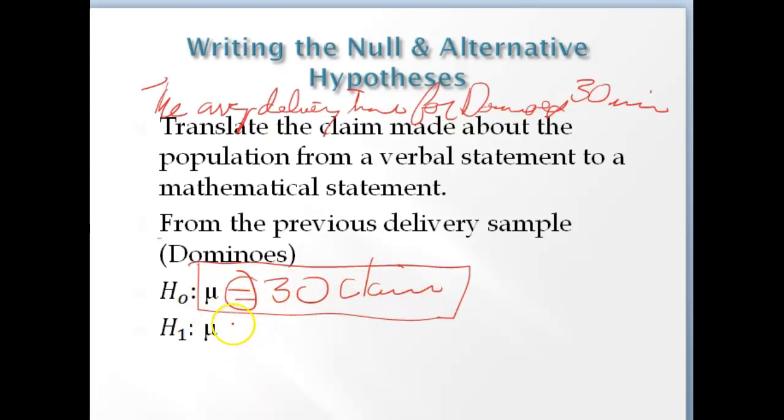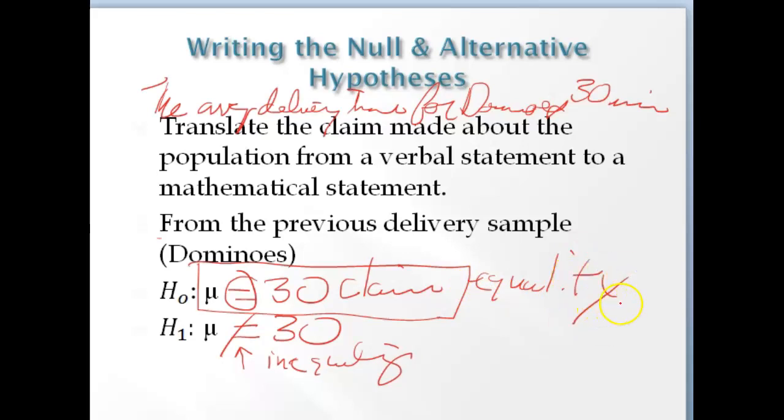The complement of mu is equal to 30 minutes would be mu is not equal to 30 minutes. And again, remember that the alternate hypothesis always has to contain a condition of inequality, where the null hypothesis always must contain a condition of equality.